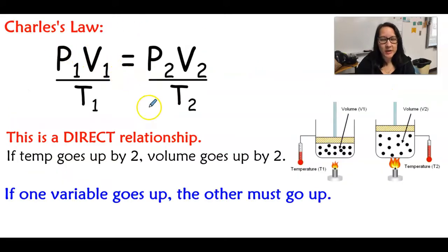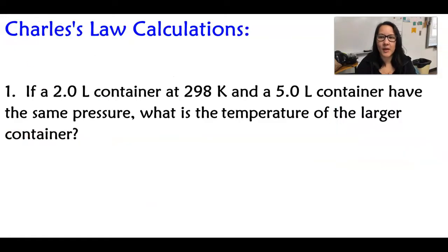So now here's the equation, and Charles's law is going to be when pressure is constant, and so we ignore the pressure when we do the calculation with our equation. So it's a direct relationship. If temperature were to be increased times 2, then the volume is going to increase times 2. They're going to do the same thing together. So now let's practice some calculations.